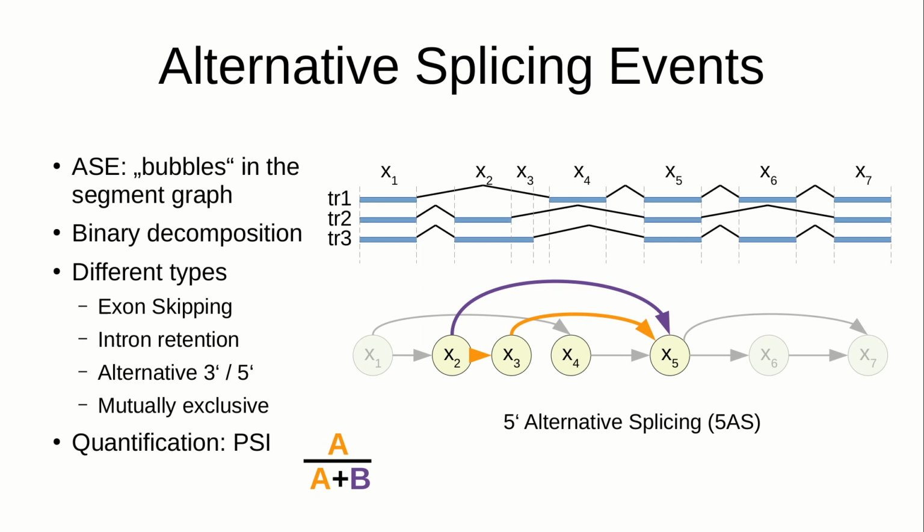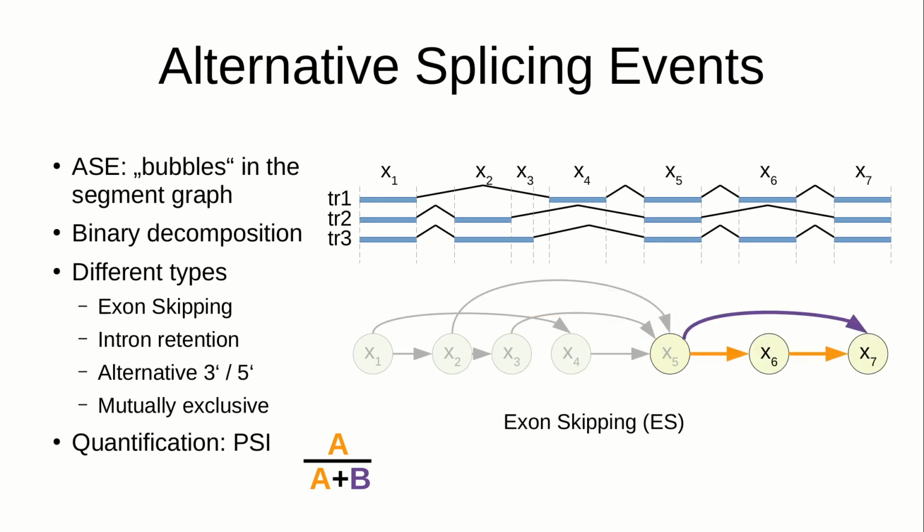The example here represents the alternative 5' site of the second exon. The purple path corresponds to transcript 2 and the orange path to the version from transcript 3. Here's another example in the same graph representing the exon skipping of the second last exon. The purple path again represents transcript 2 and the orange path the other two transcripts. So the percent spliced index in this case would be the number of reads in transcript 1 and transcript 2 together over the number of reads in all three transcripts.